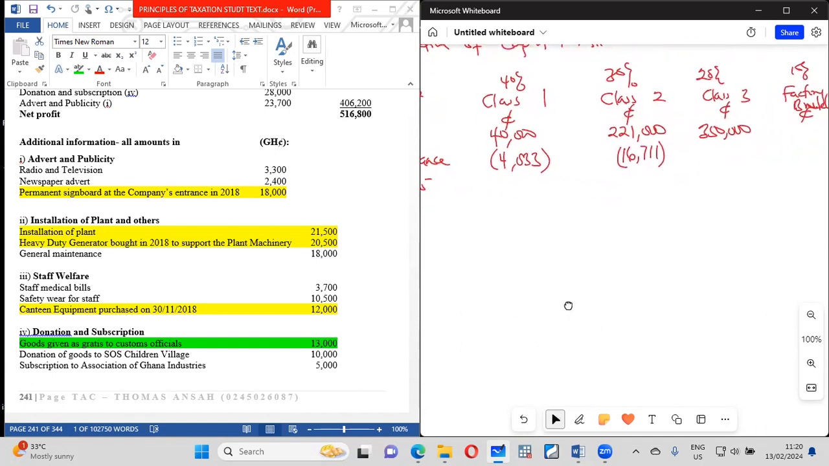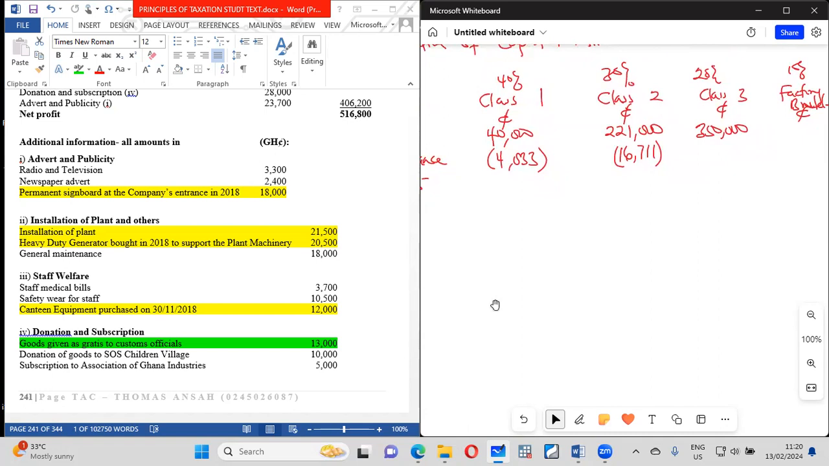Then 350 is 20%, right? 0.2 by 350 multiplied by 92 over 365. So that one too gives me, let me multiply it by 1,000 so that I can get 17,644. So that is what I'm having. Okay, so that is what I have.